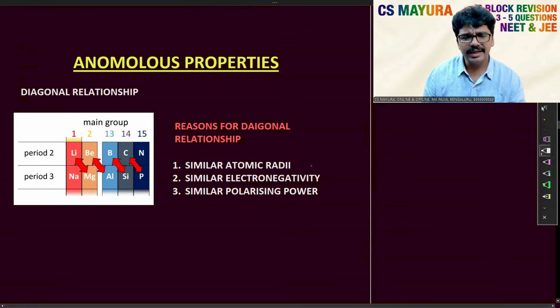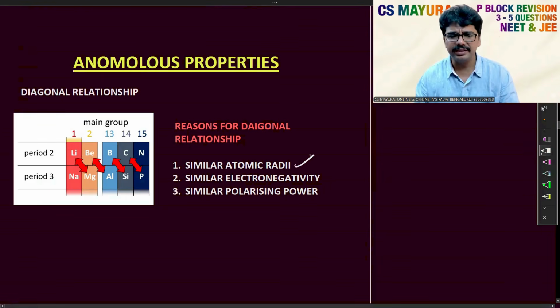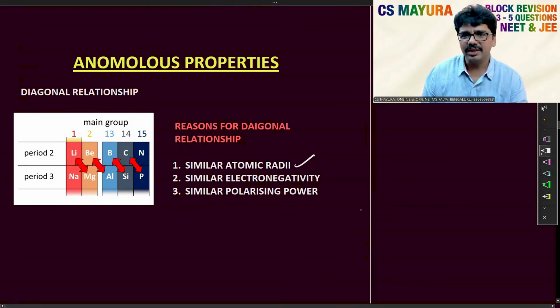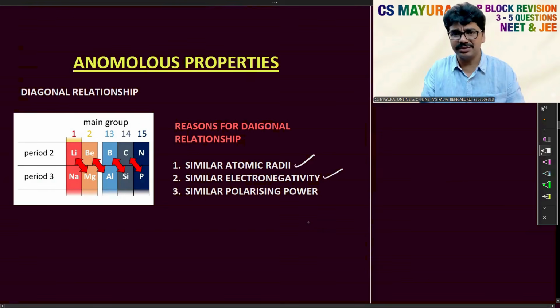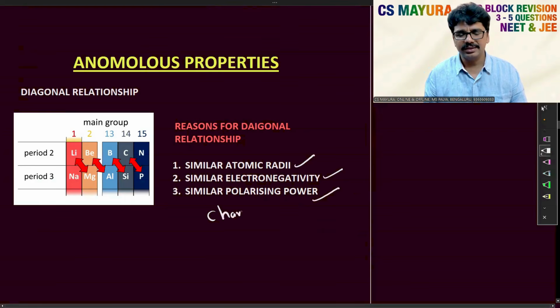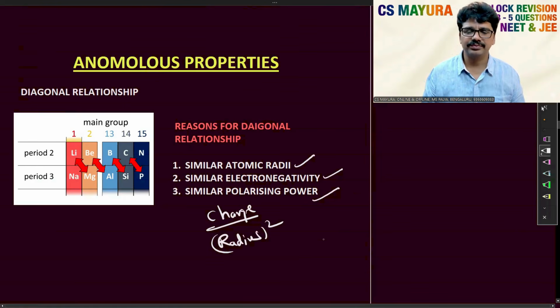Here, the diagonal relationship is due to 3 reasons. Similar atomic radius, I will give you an example also. Similar electronegativity or electropositivity, meaning their electronegativities are almost the same because their sizes are almost the same. And their polarizing power is the same. Polarizing power is charge divided by radius whole square.